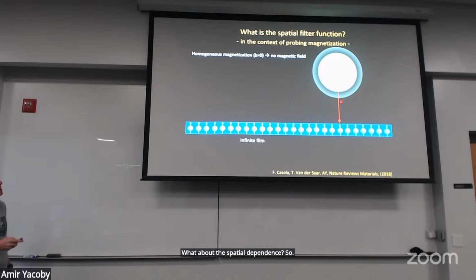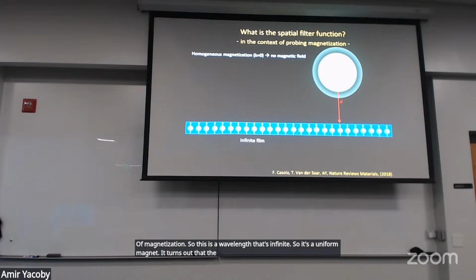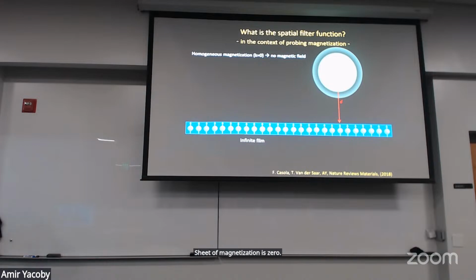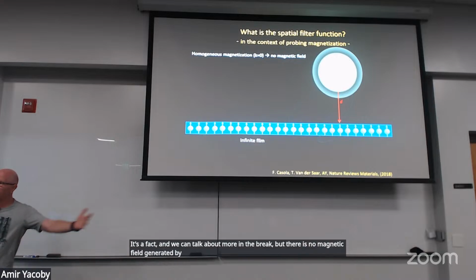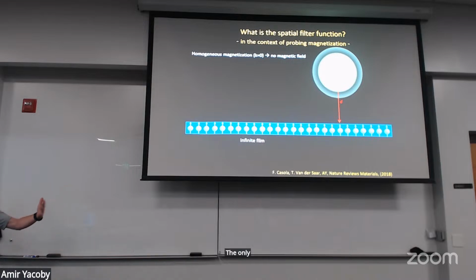It turns out that if my NV is sitting a distance d from my magnet, and I characterize the excitations in my magnet with a wavelength of magnetization. So this is a wavelength that's infinite. So it's a uniform magnet. It turns out that the magnetic field generated by a uniform sheet of magnetization is 0. And it might contradict your expectations, but it's a fact, and we can talk more about it in the break. But there is no magnetic field generated by a very large sheet of magnet. The only magnetic fields you're going to be picking up have to do with the boundary of the sample.